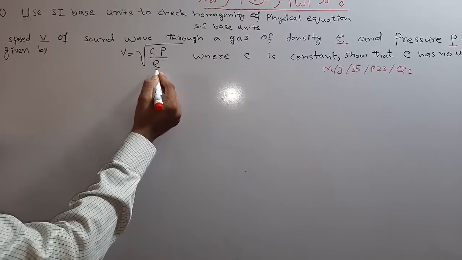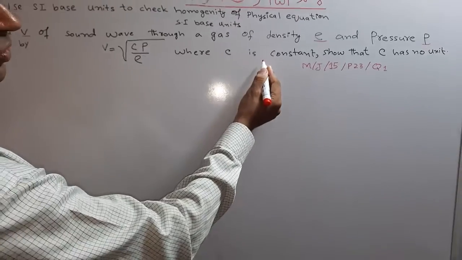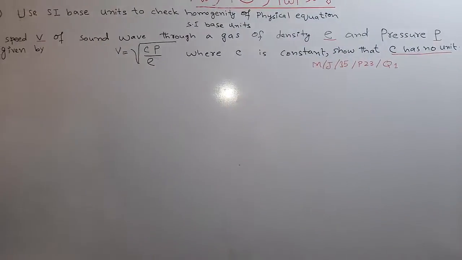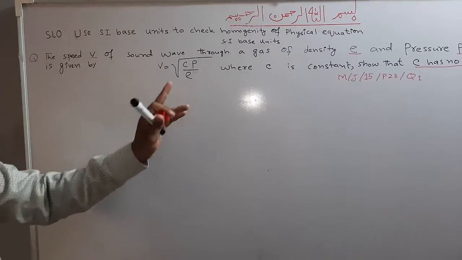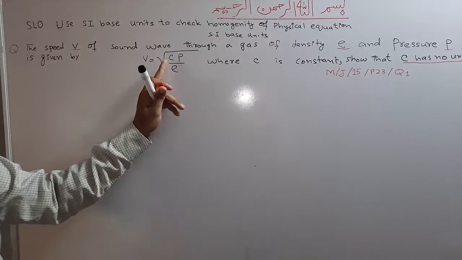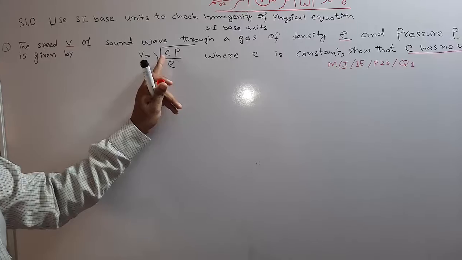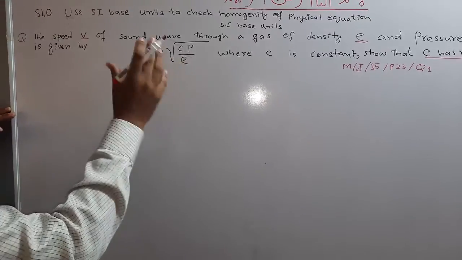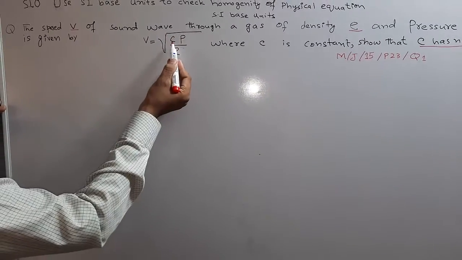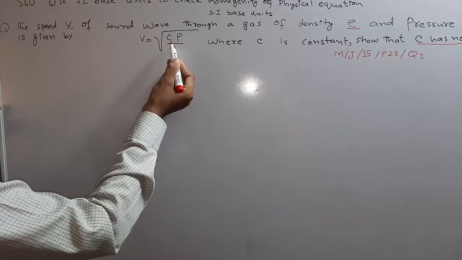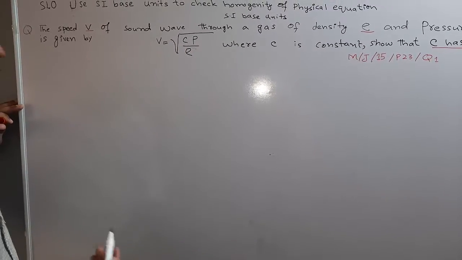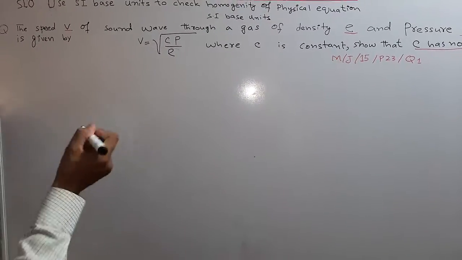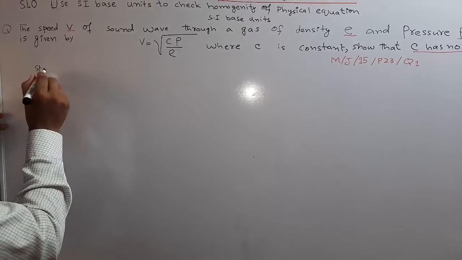So we can solve this question, and this question is given in my June 2015 paper 2, 3, question number 1. Most of the time we see that these types of questions come as question number 1. Keep in mind C is a constant right here, and we have to prove that C has no unit. So we can do it easily. The first step is to replace the SI base units. V is the speed right here, C is the constant that we want to determine and show that it is unitless, P is pressure and rho is density.